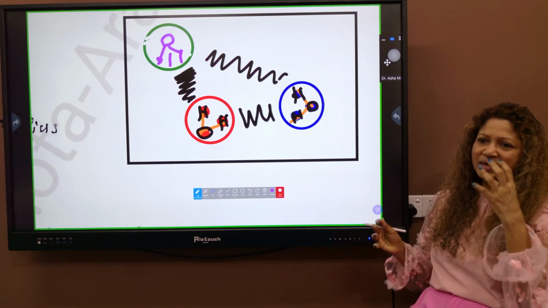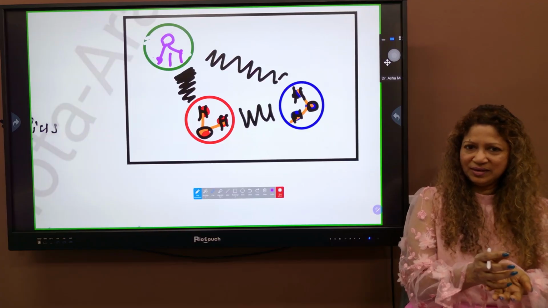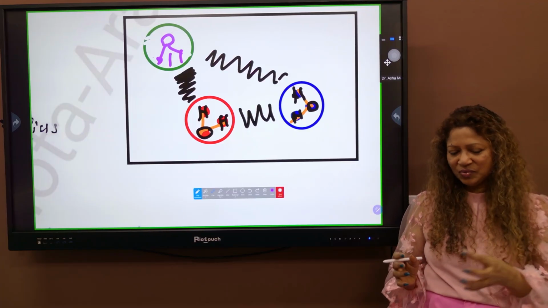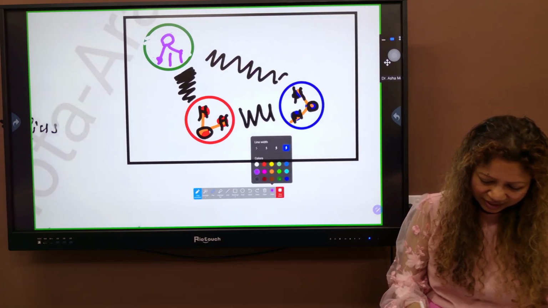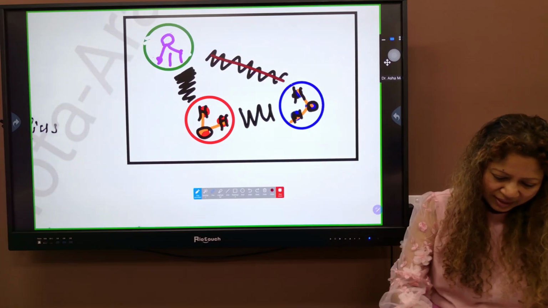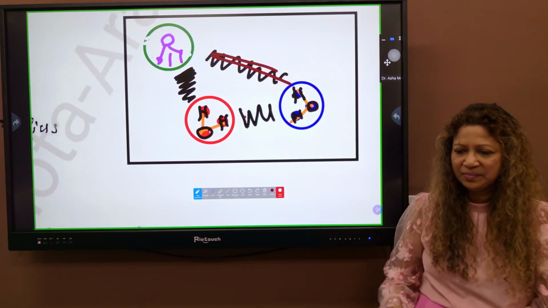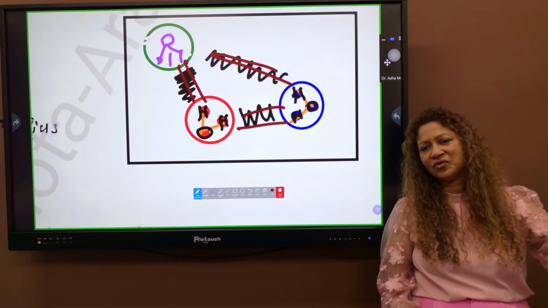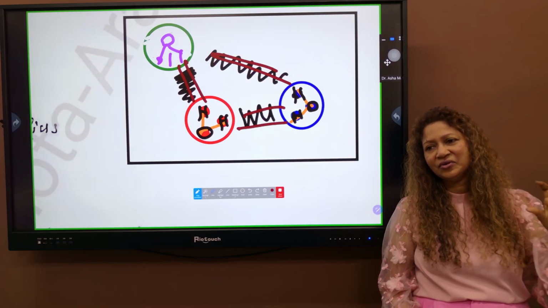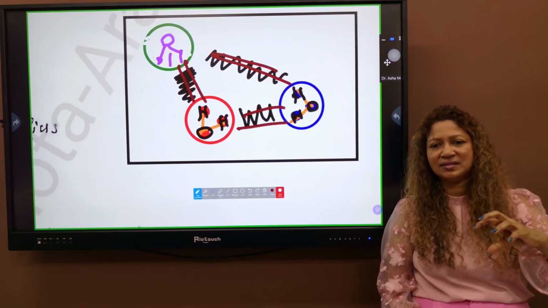Then you are making connections with these new people. These connections are all the time making and breaking. Understanding? Such connections are called van der Waals connections, van der Waals connections in between families.